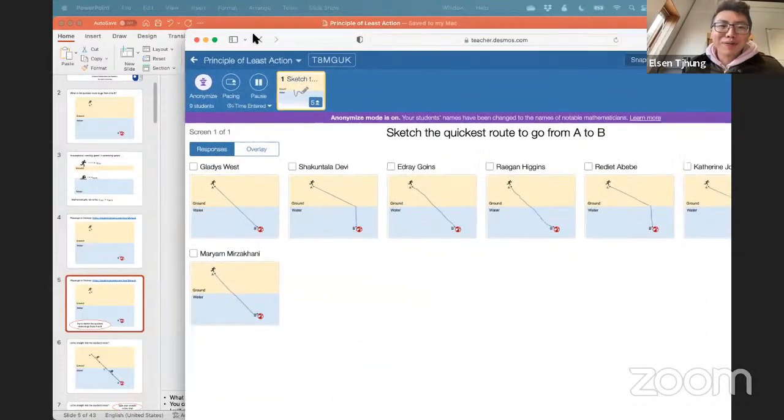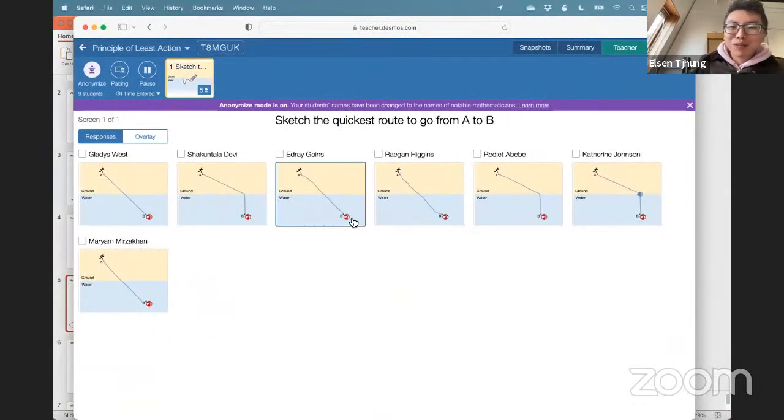Okay, I will bring over the Desmos. So this is what you have sketched on Desmos. Thanks everyone for participating. By the way, the names have been changed, so these are not real names. This is just the name of some mathematician.